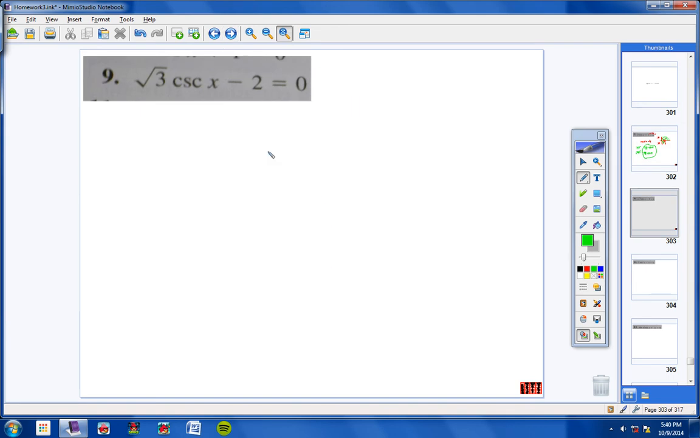We're going to isolate the cosecant, so we're going to bring the negative 2 over and make it a positive 2, and then divide both sides by square root of 3. So cosecant of x equals 2 divided by square root of 3. Now we should rationalize the denominator real quick to get a better idea of what we're dealing with. So cosecant of x equals 2 square root of 3 over 3.